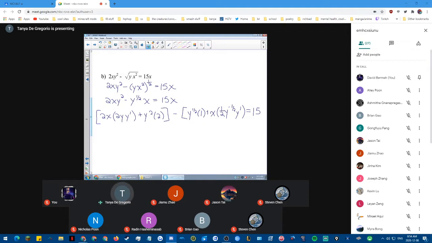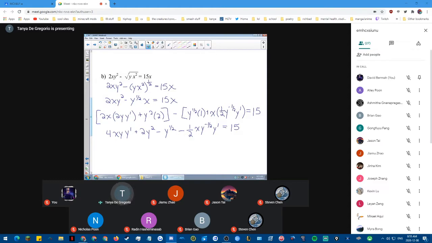All right, so cleaning this up, I have 4xy y prime plus 2y squared minus y to the 1/2 minus 1/2 x. I'm going to leave this negative for now. I'll change it after.